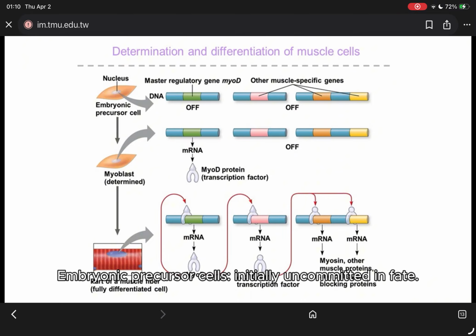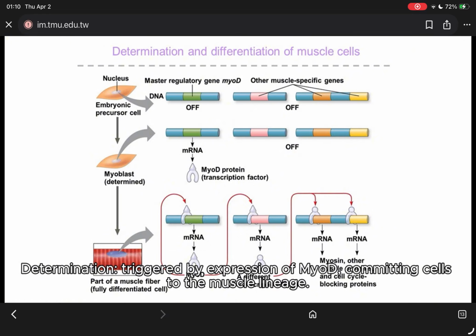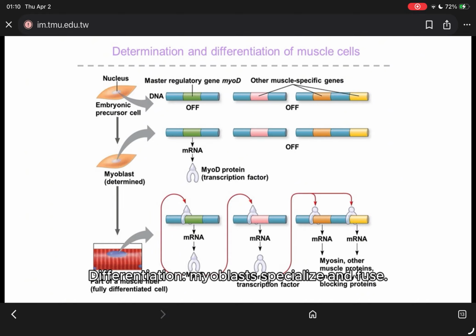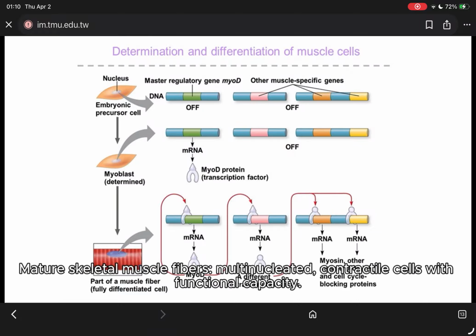Summary: embryonic precursor cells, initially uncommitted in fate. Determination, triggered by expression of MyoD, committing cells to the muscle lineage. Myoblasts, immature muscle cells expressing muscle-specific proteins, e.g. actin, myosin. Differentiation, myoblasts specialize and fuse, mature skeletal muscle fibers, multinucleated contractile cells with functional capacity.